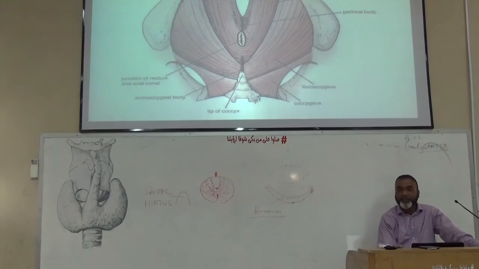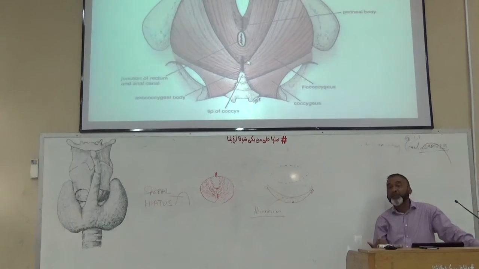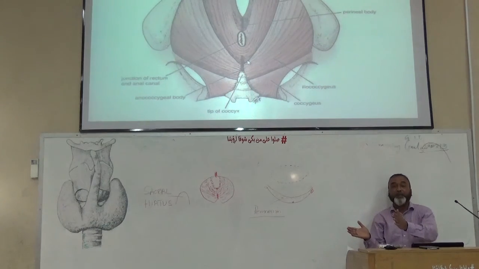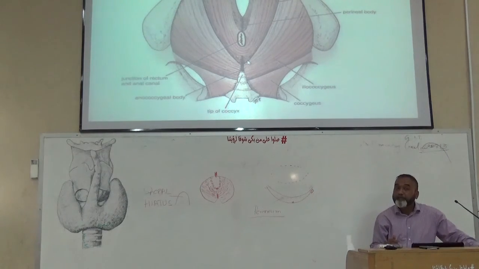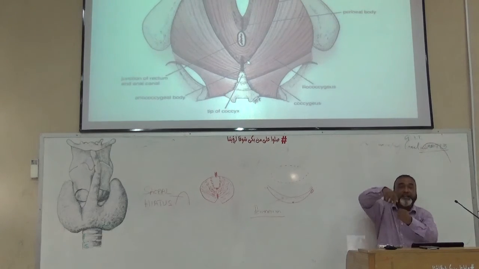Now, this is the pubococcygeus. Okay. This is coming from the pubic bone, and you can see it passes over the anococcygeal body. This is the part of the posterior type of fibers. Yes. Second is the intermediate, coming from the pubic bone and inserted into the midline around the junction of the rectum and the anal canal.